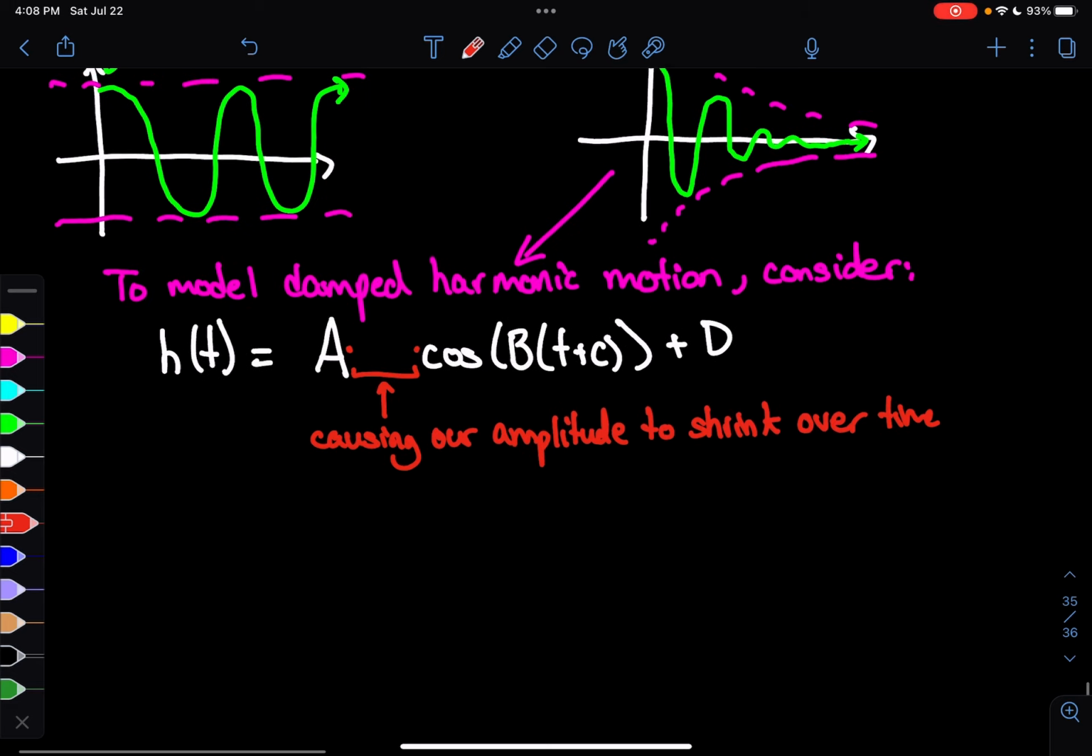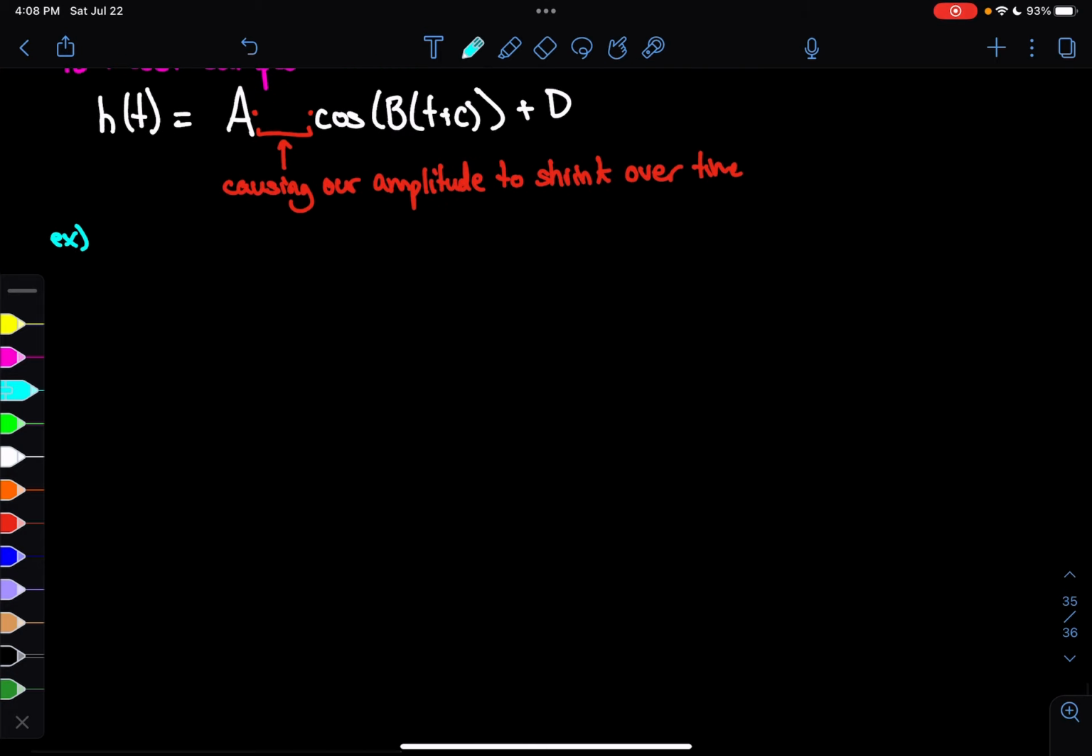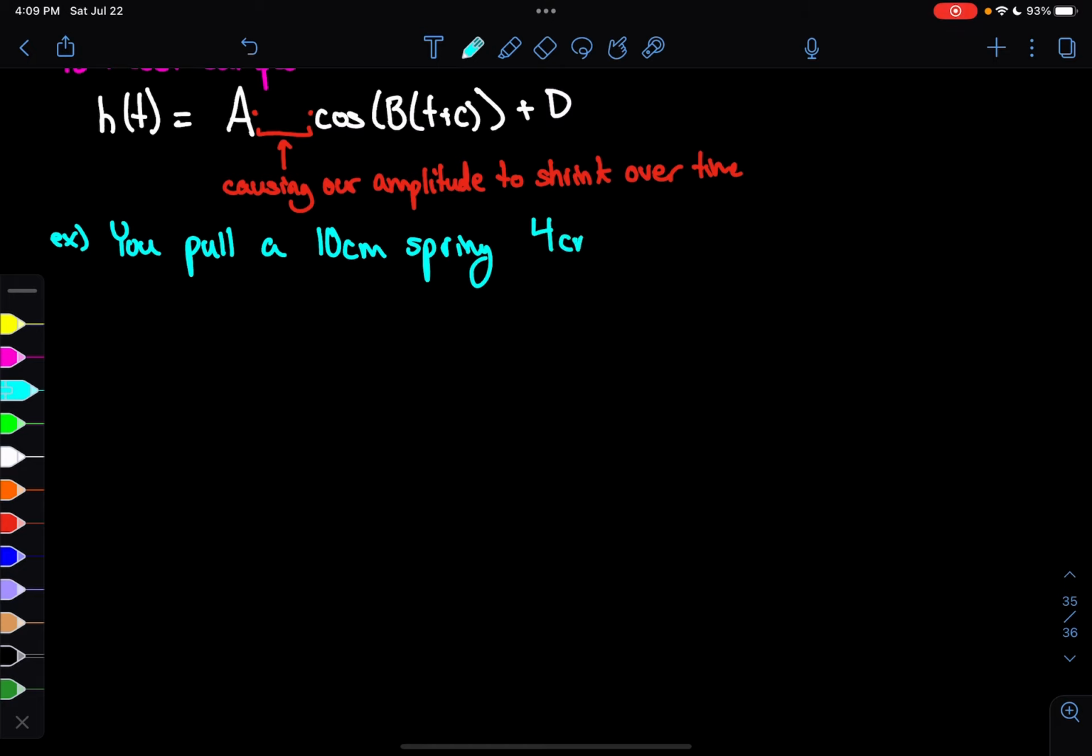And what could this be, right? Well, it kind of depends. So let's give an example. I think examples are the best way to learn about anything. I think I have a pre-made example already. Let's see. You pull a 10 centimeter spring 4 centimeters past equilibrium, and release.